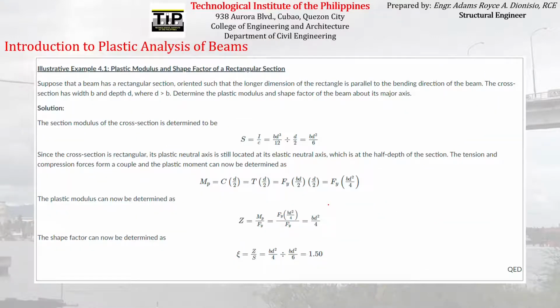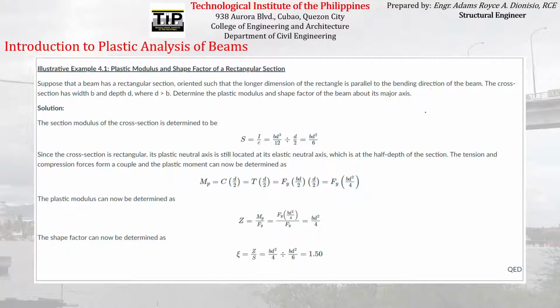So just to have an exercise on how to compute the plastic modulus and the shape factor of a rectangular section, let us have this sample problem. Suppose that a beam has a rectangular section oriented such that the longer dimension of the rectangle is parallel to the bending direction of the beam.